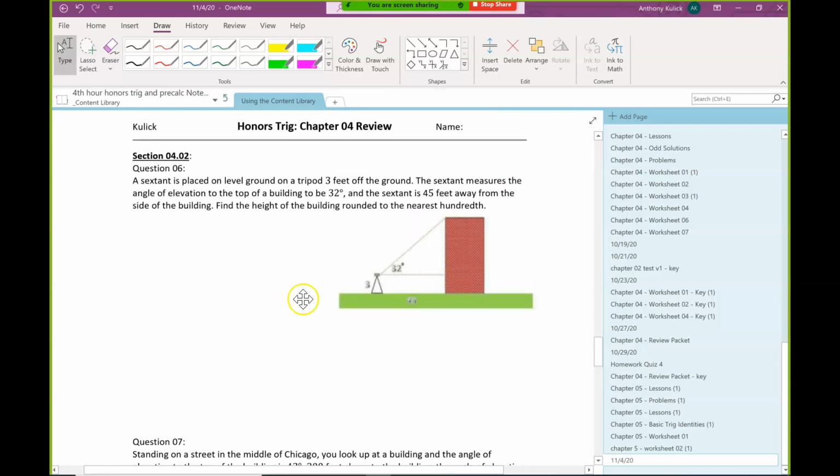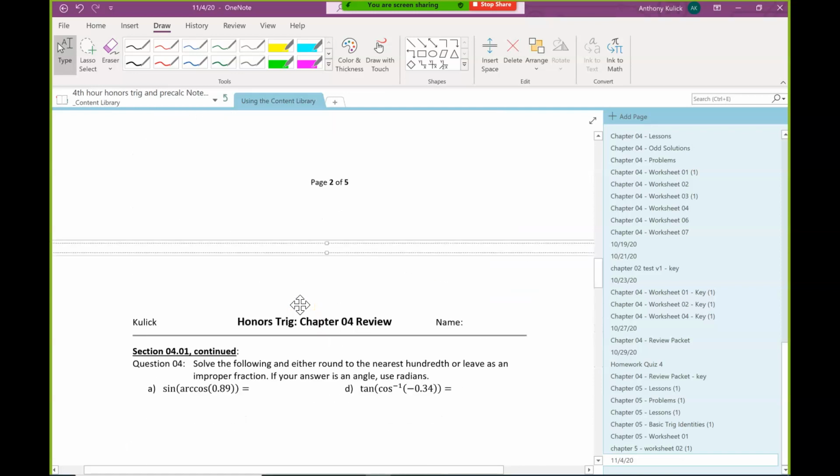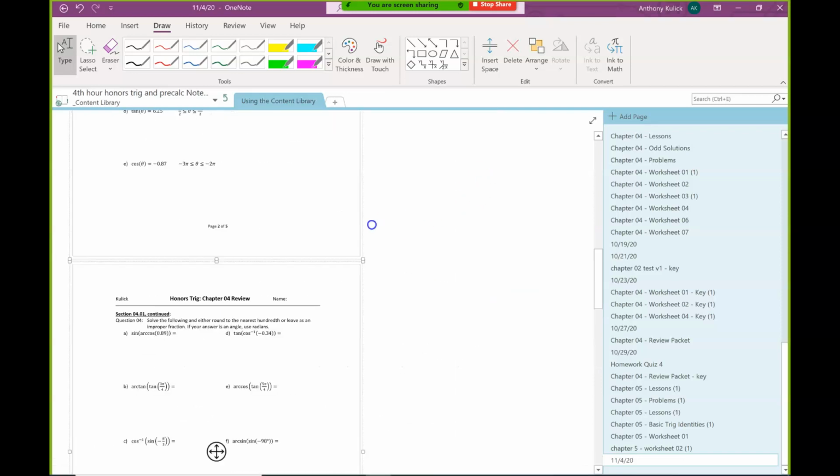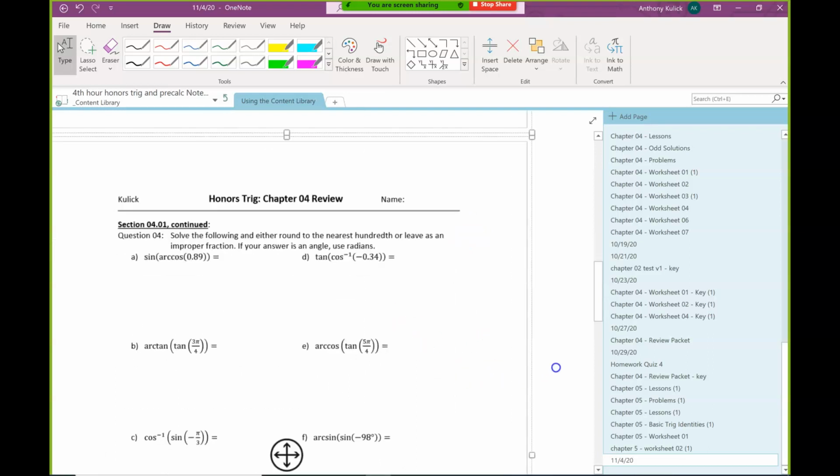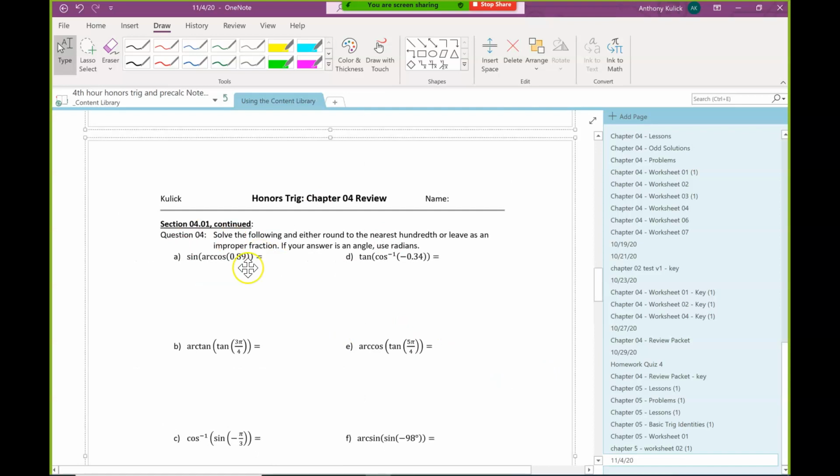Section 4.1, it's like one of those, like A. So like this one right here? Mm-hmm. Okay. So I'm going to need to use my calculator to do something like this because the decimals that we're given are clearly not unit circle values, right? Everybody's okay there?